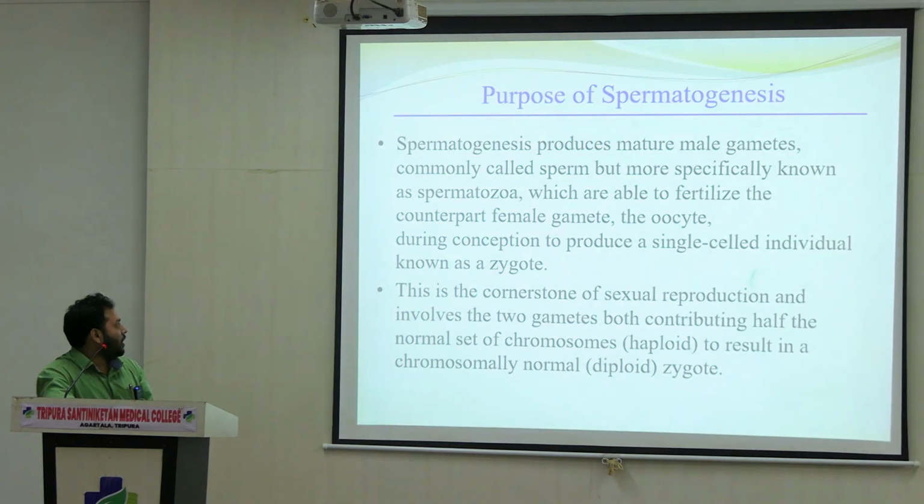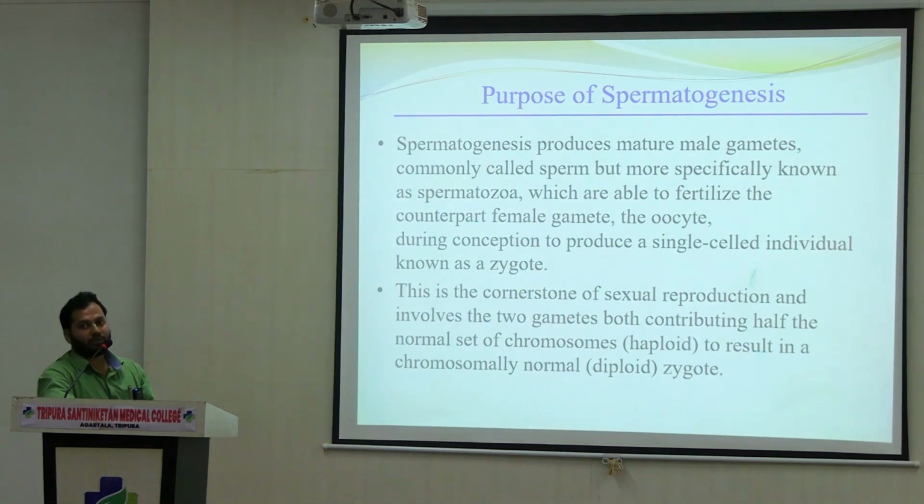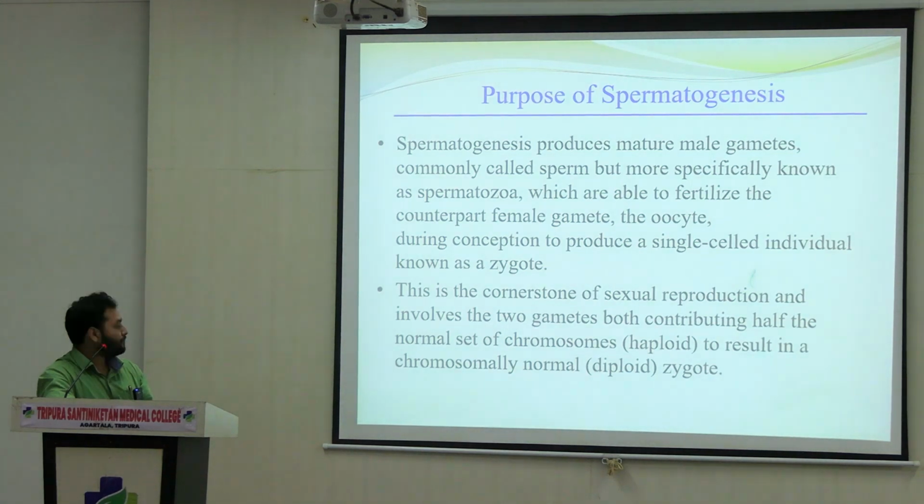Another important purpose of spermatogenesis is that it involves the reproduction process. In this reproduction process, two different sex gametes take part. Ultimately, they give a fertilized zygote.